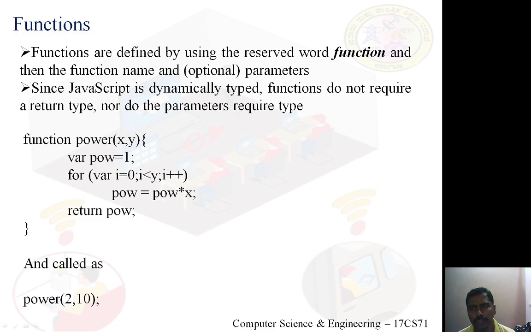Got it? So how does a function in JavaScript differ from a function in Java or C++ or C? There the prototype is something like this: first we specify the return type, then the name of the function, within braces arguments with data type if they exist. But here there is no return type. We just use the function keyword, then the name of the function.